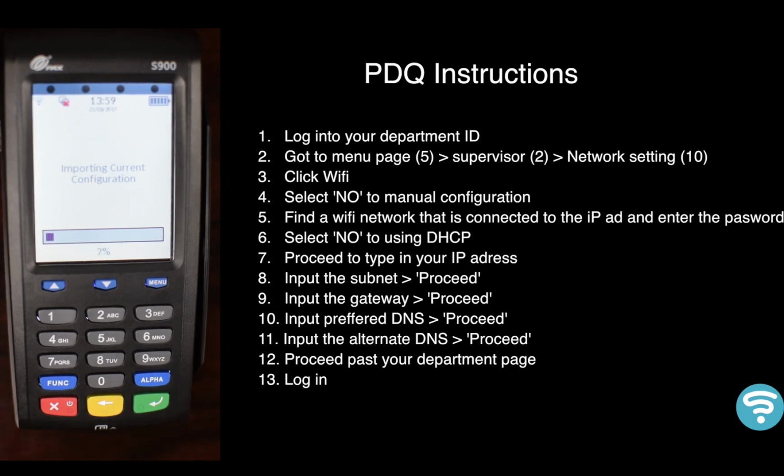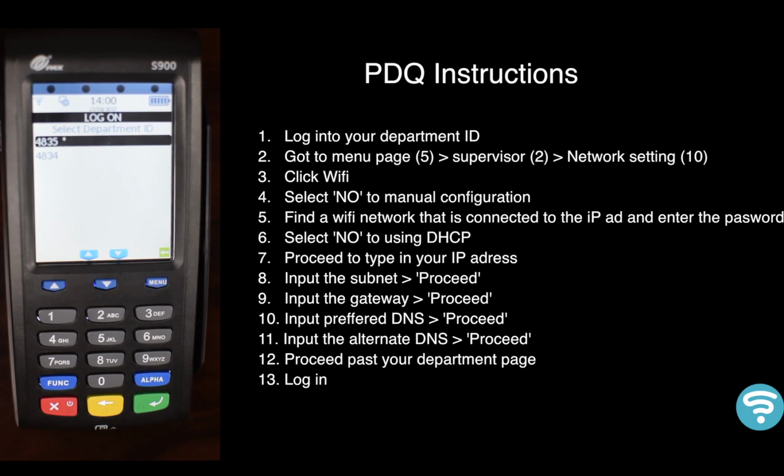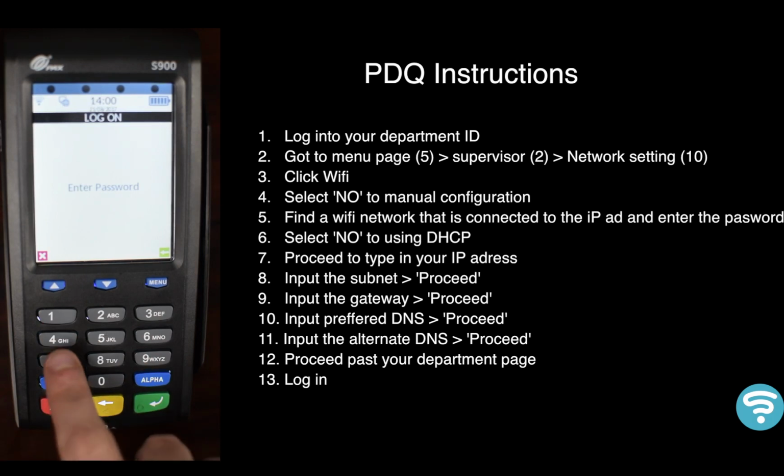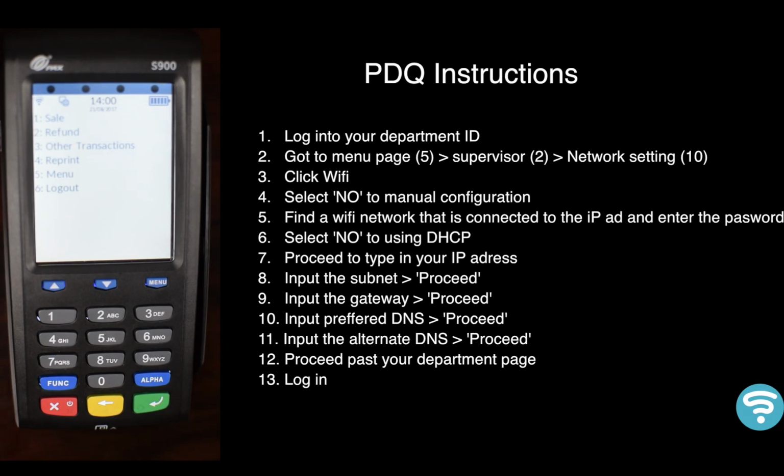The PDQ machine will now say that it is importing your current configuration. This usually takes about 15 seconds. Once it is 100% complete, it will then bring you back to your department ID page, which you want to click the green button to proceed. Then you want to enter in your user ID. For this, we'll use 4321. Once again, we will use 4321 for the password. This will then log you in to your supervisor PDQ login.